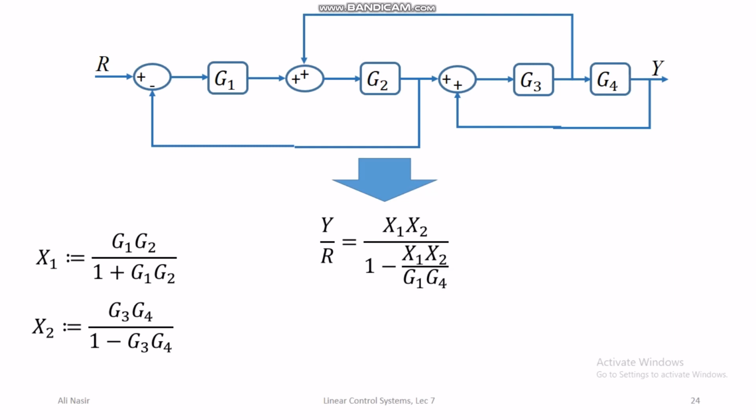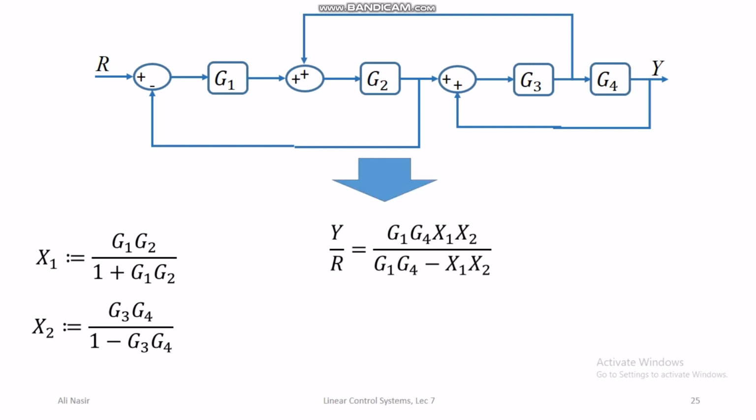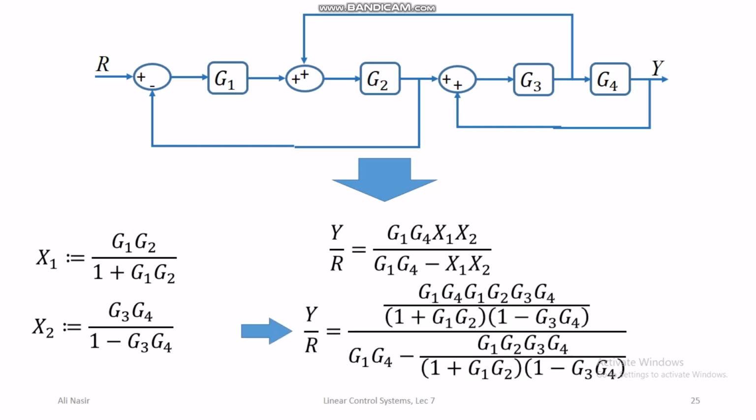So this is the original block diagram again, and it gives the transfer function as we derived in the previous slide. So if we simplify, take LCM in the denominator, then we get y over r equal g1 g4 x1 x2 divided by g1 g4 minus x1 x2. So now what we want to do is that in this y over r transfer function, we want to substitute the value of x1 and x2. If we do just that, then we get this kind of transfer function, and we can take the LCM in the denominator as we did in the previous example.